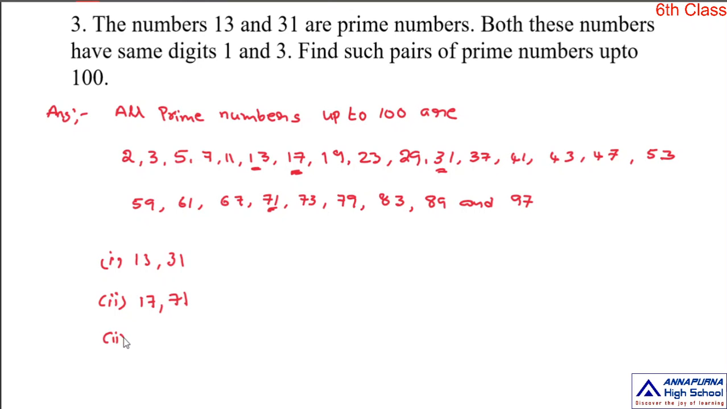Next pair we find: 37 and 73. These two have the same digits, that is 3 and 7.